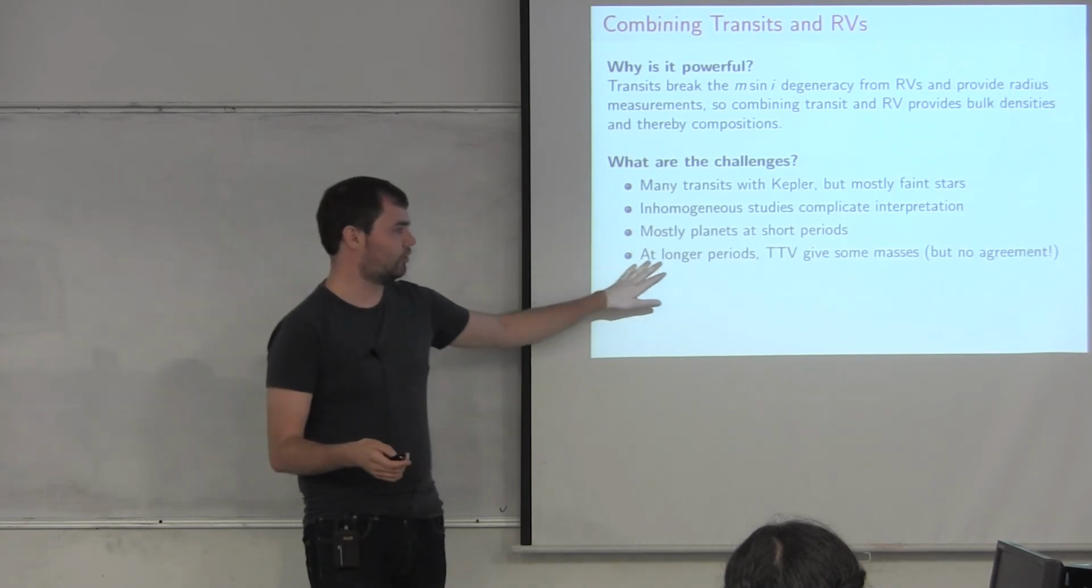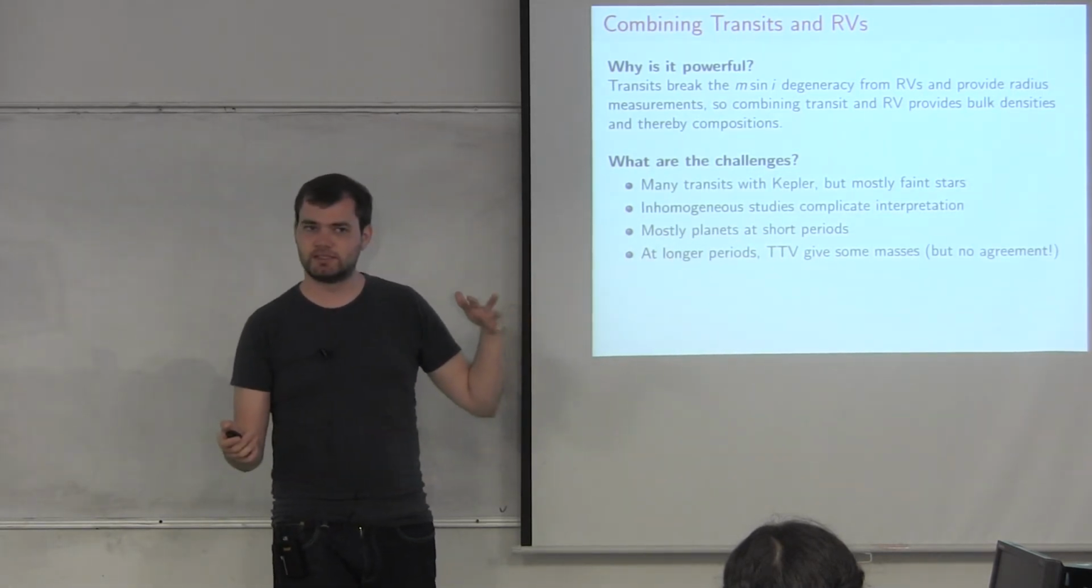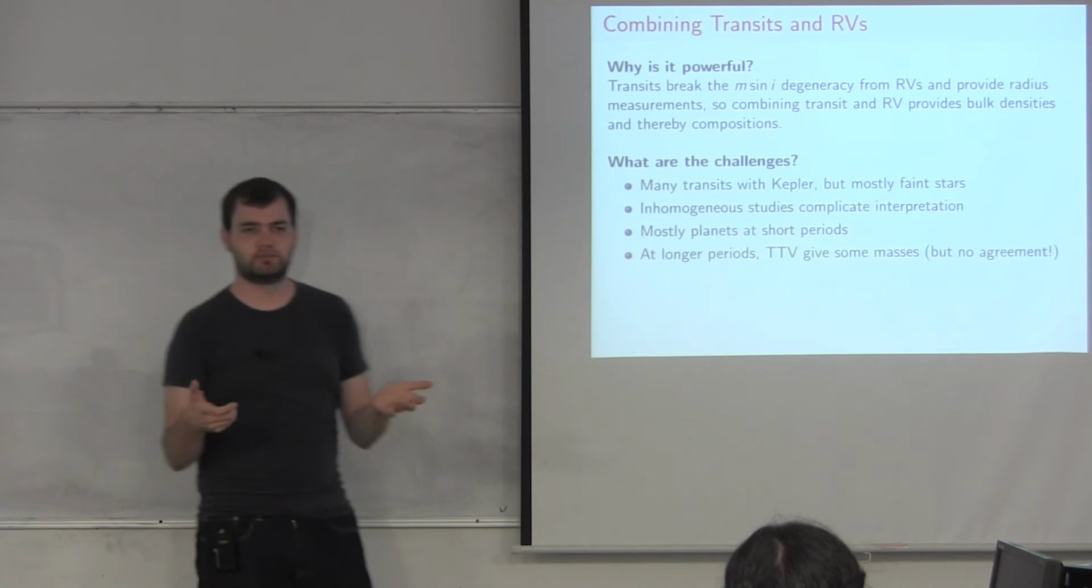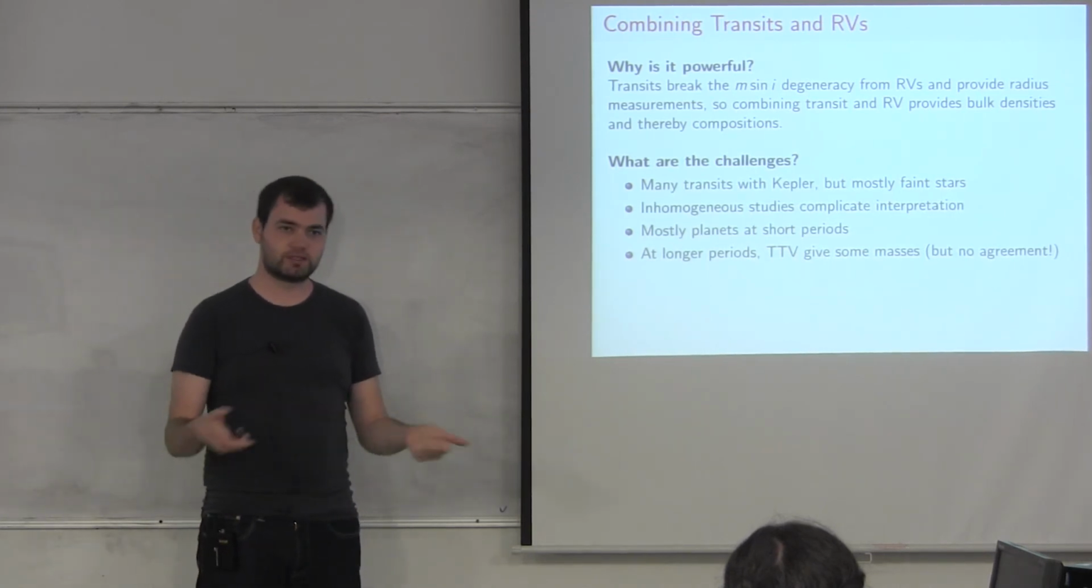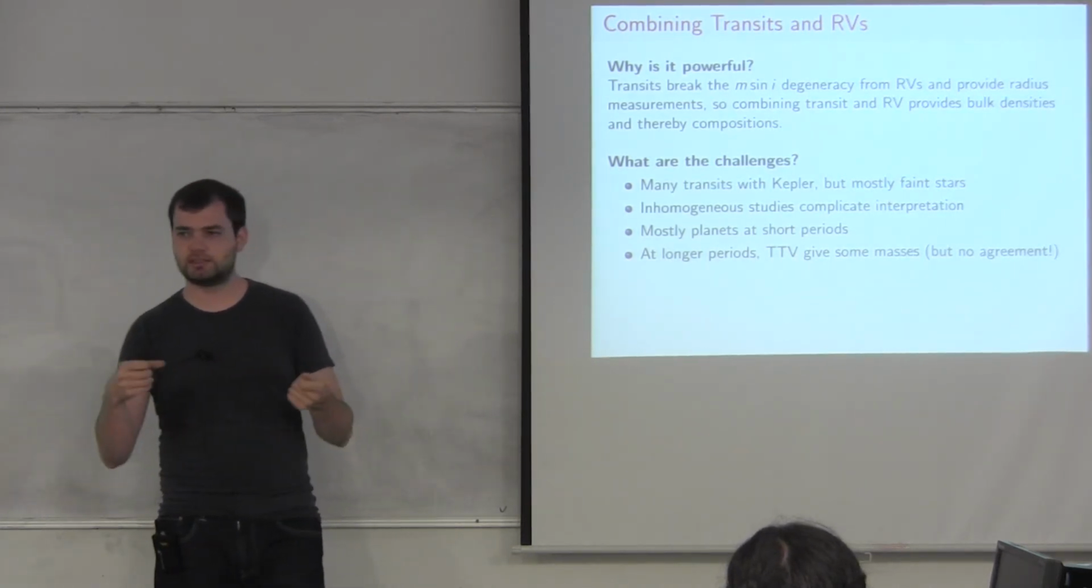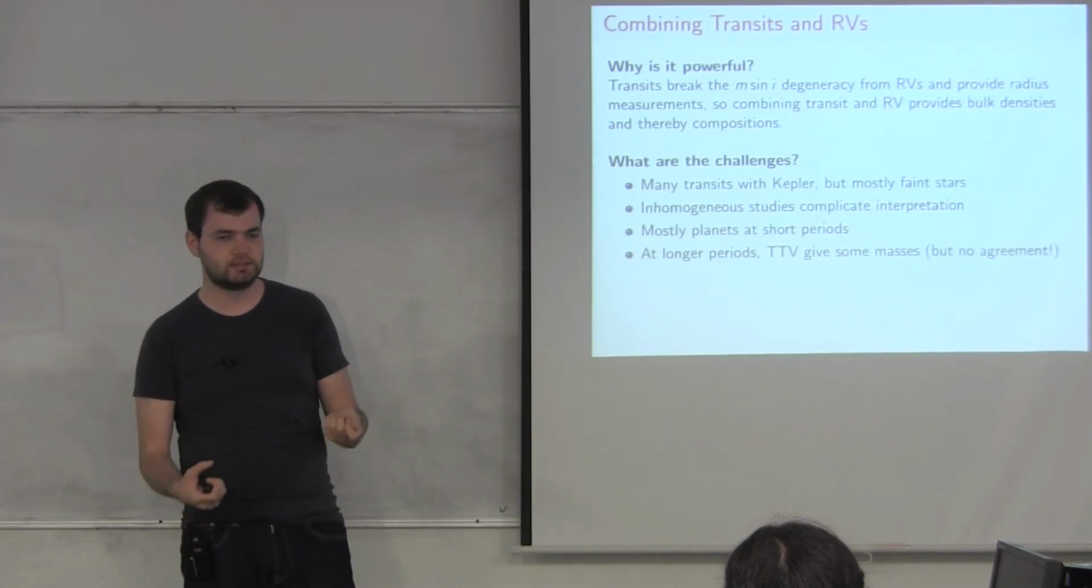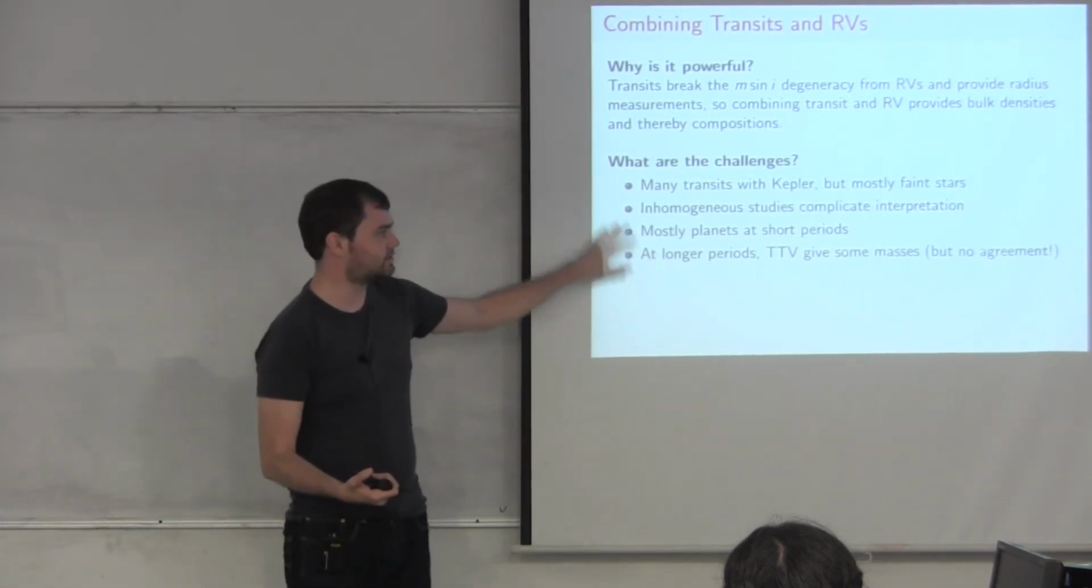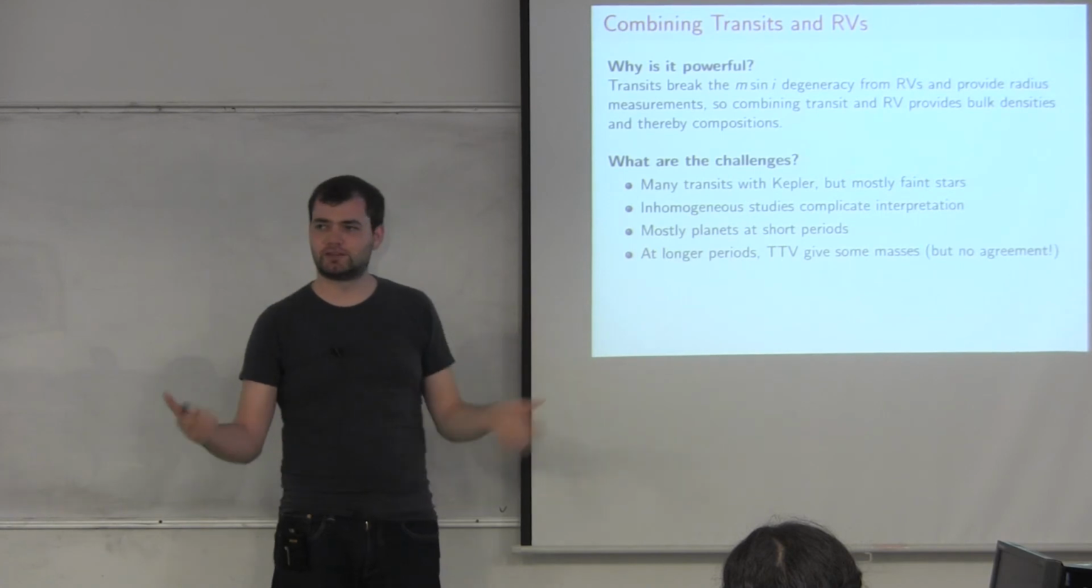I do want to add, at longer periods, transit timing variations can sometimes rescue us. If there are planets there, they're hard to measure radial velocities for and so on, but timing variations may, in some cases, give us masses. They don't have so much of the limitation, we don't need a lot of telescope time and so on.